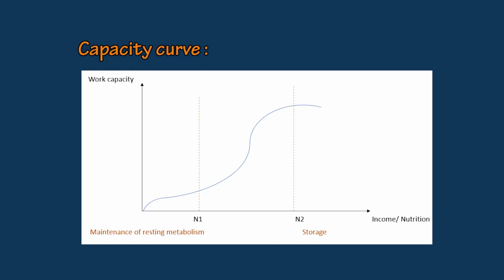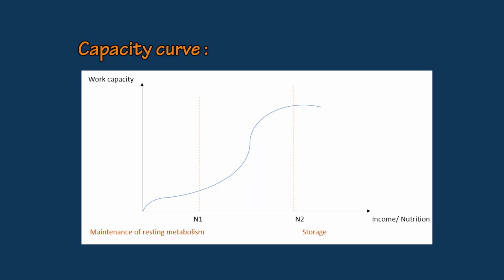Now after the entire work capacity is met, that is, we reach the N2 level of income or nutrition, the rest of the energy is stored. So in this situation, an increase in the income or nutrition level will not increase the work capacity. So the capacity curve initially becomes concave, after that convex, and then comparatively flatter. So this is the slope of a traditional capacity curve.